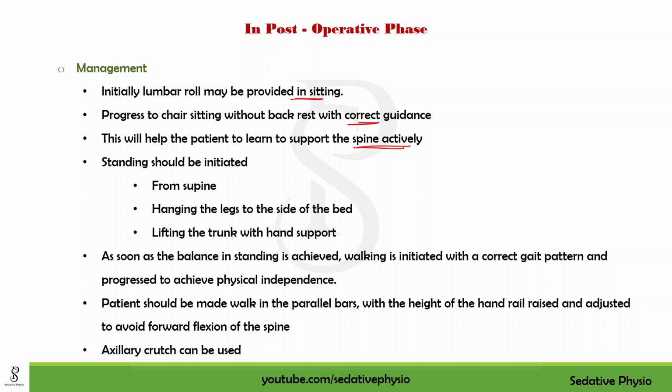Okay. Now, standing should be initiated. The patient is now in sitting position. The sitting is all right. Now we have to stand the patient. For standing, we have to initiate from the supine, then hang the legs to the side of the bed. First of all, from the supine, the patient will hang the legs to the side of the bed. Then lift the trunk with hand support. The patient will use his or her hand for support and will lift the trunk. In such a method we can train for standing.